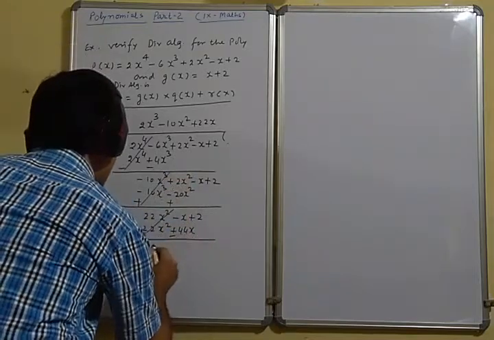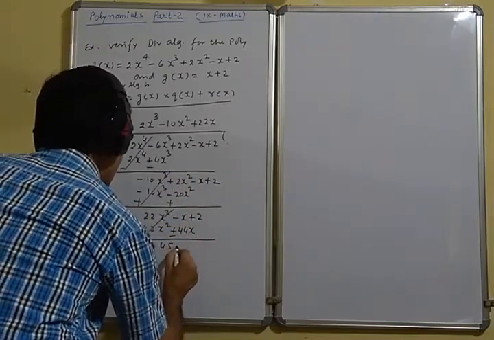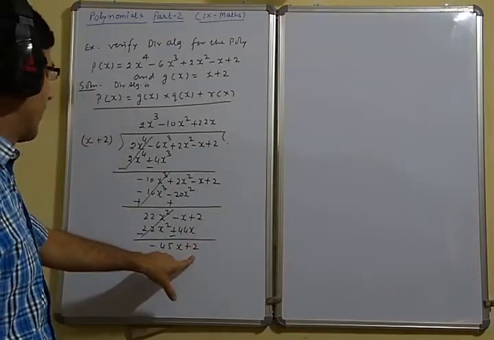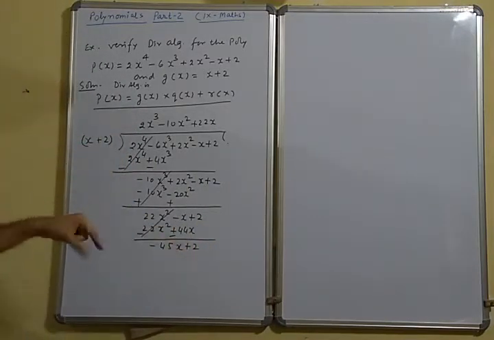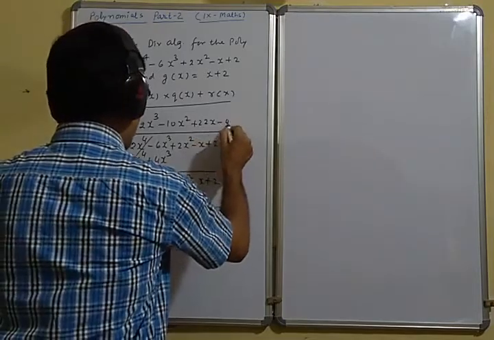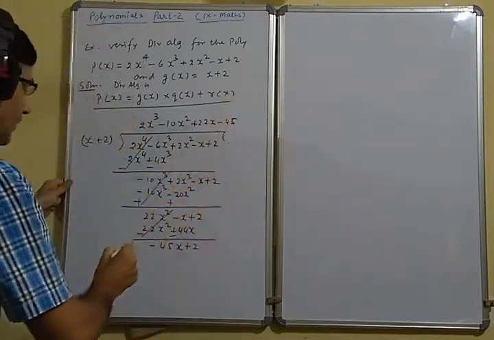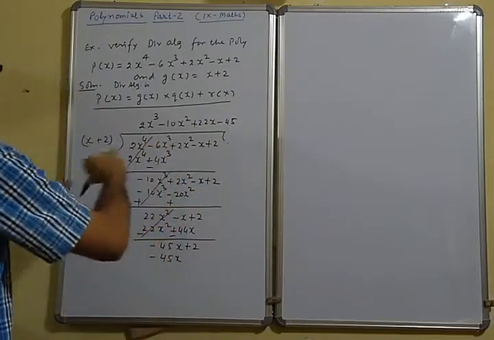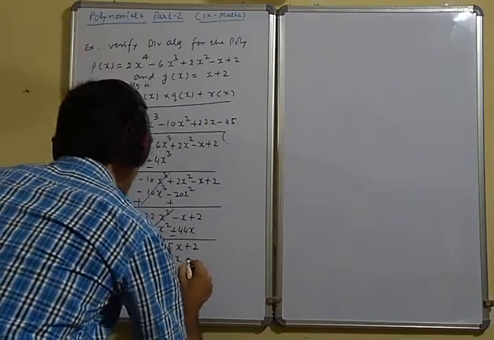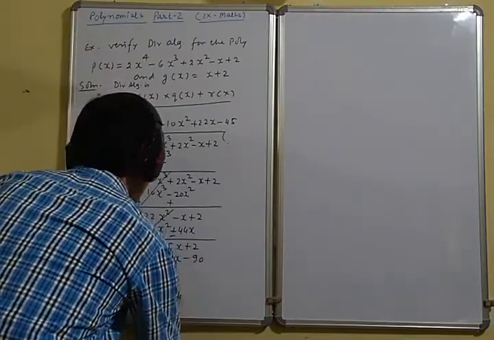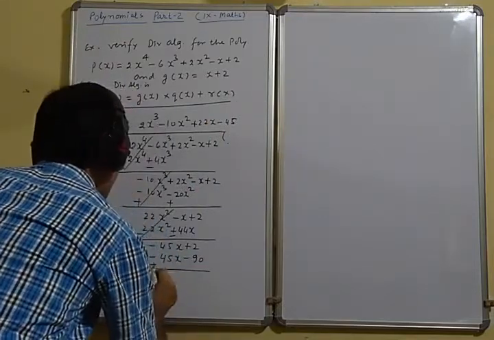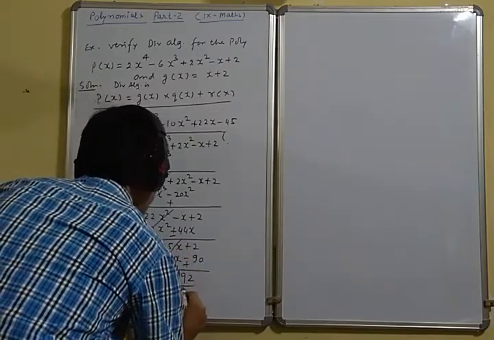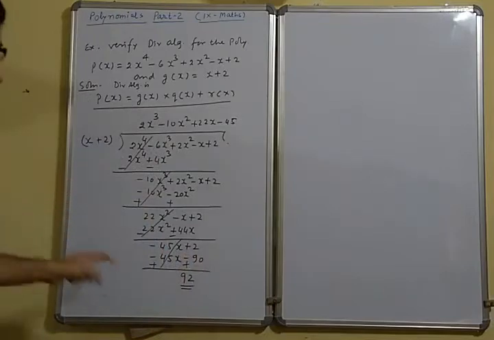Then minus 44x minus x gives minus 45x plus 2. Minus 45x divided by x, you will get minus 45. So minus 45x minus 45 into 2, minus 90. Now on subtraction it is plus, cancel out, and it becomes 92. Now here the remainder is 92.